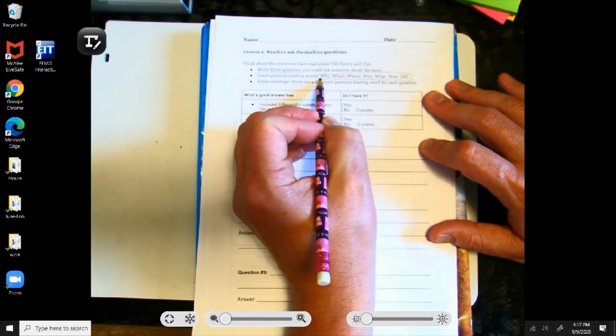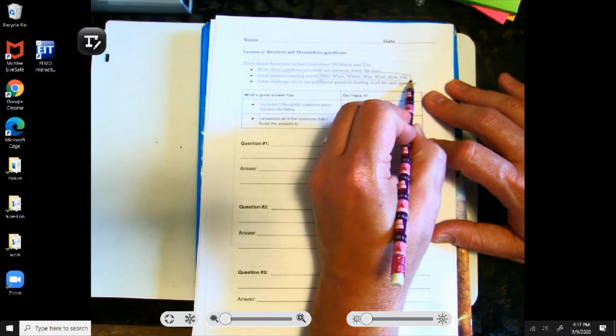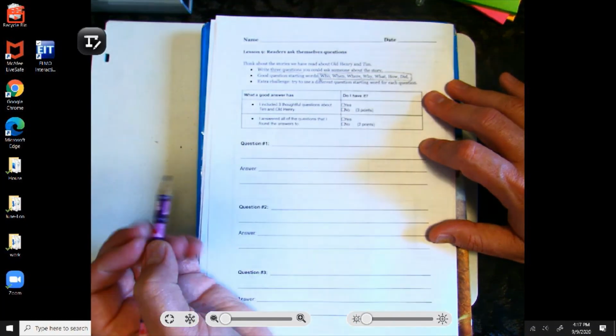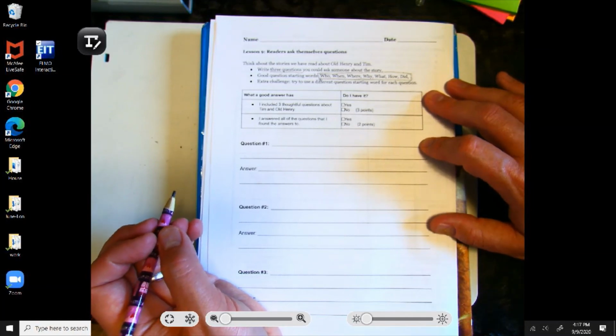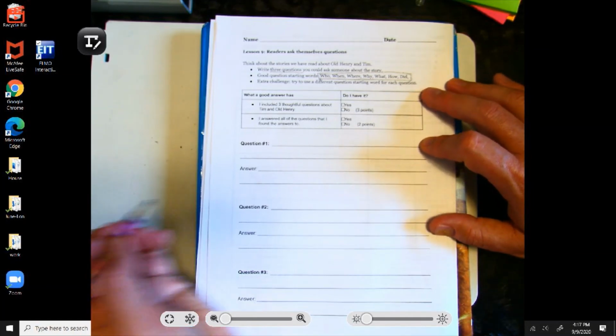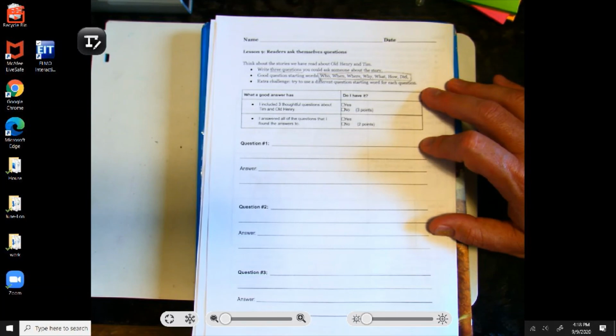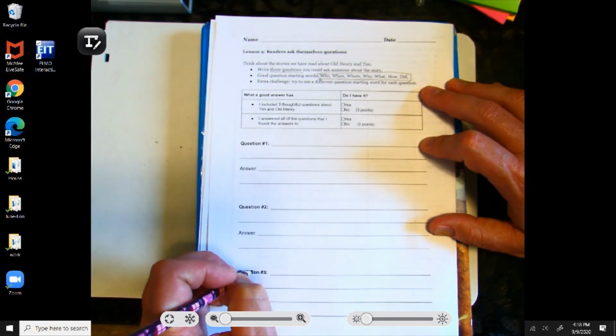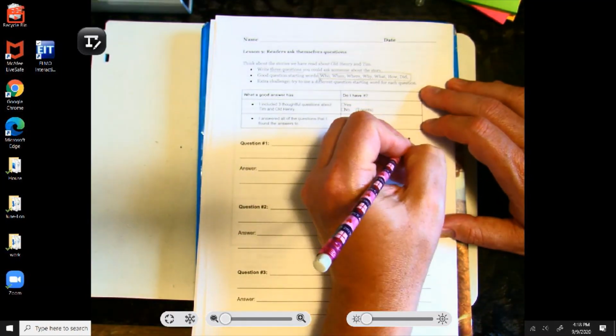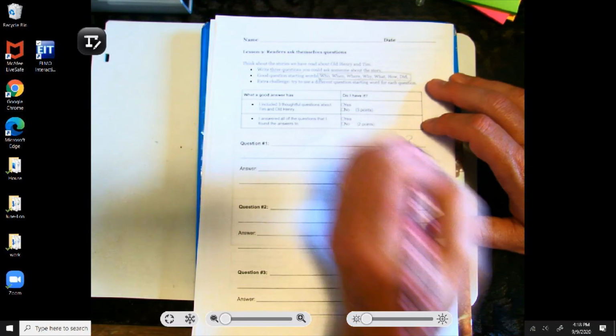But again, scholars, what I just did up here in this box, those are good words to help you. Those are good first words on questions. Right? Extra challenge, you could try to use a different question starting word for each one. So you're going to have 3 questions to do today. Right? Remember, questions end with a question mark.